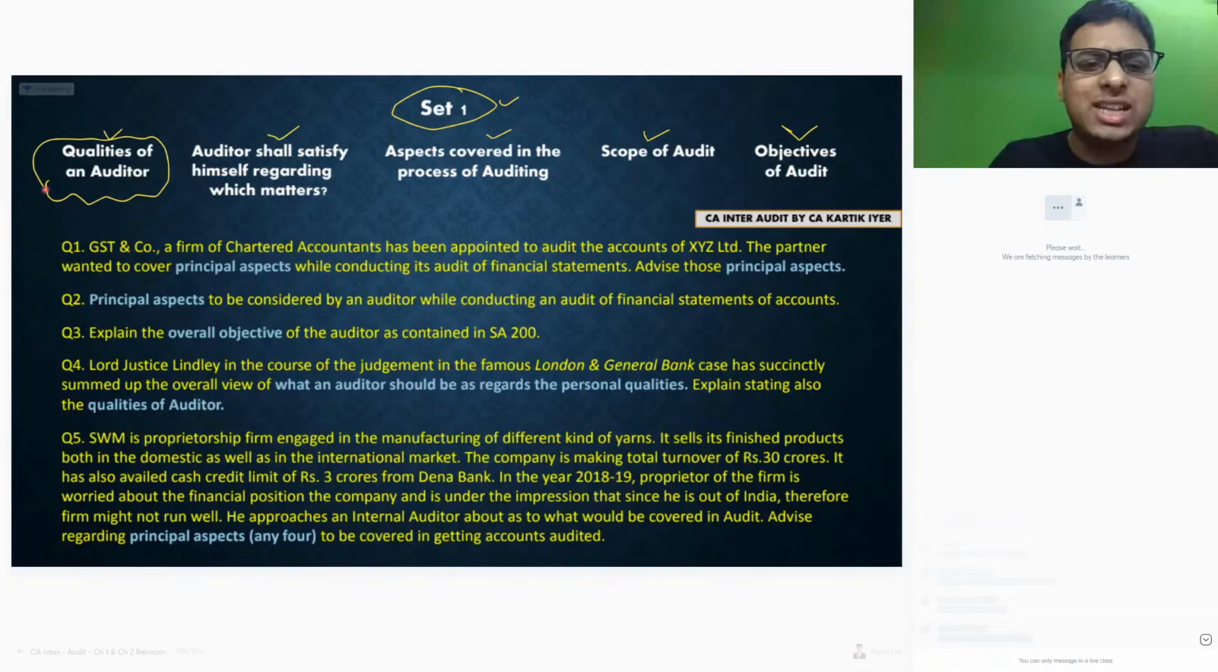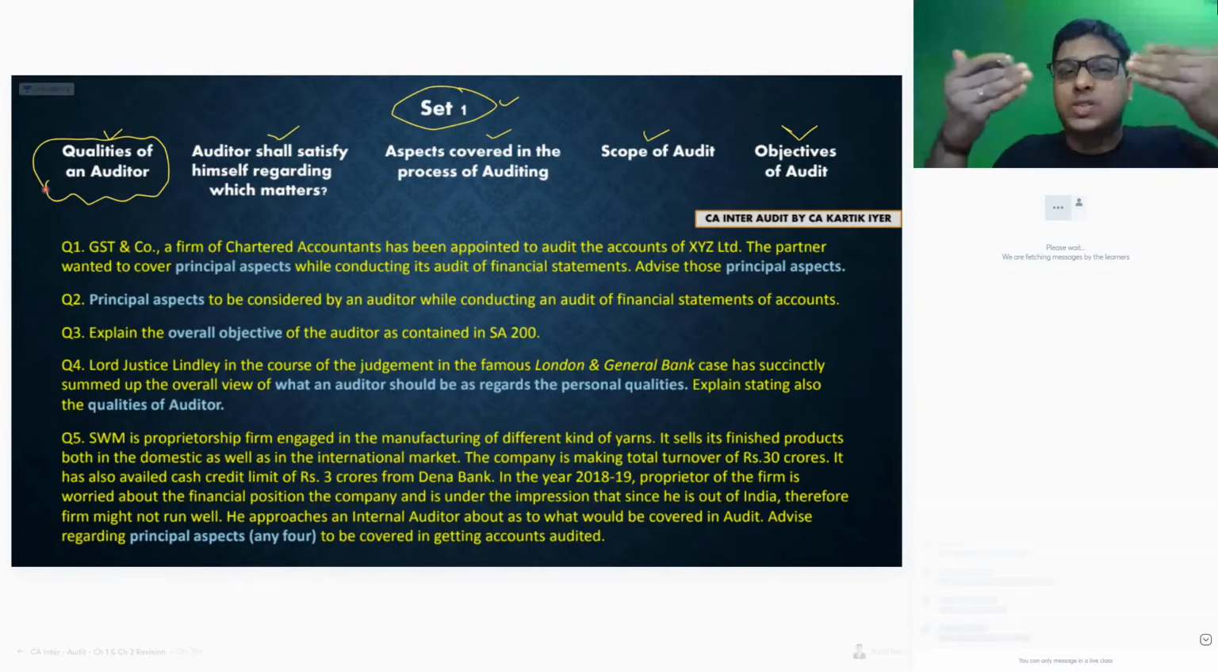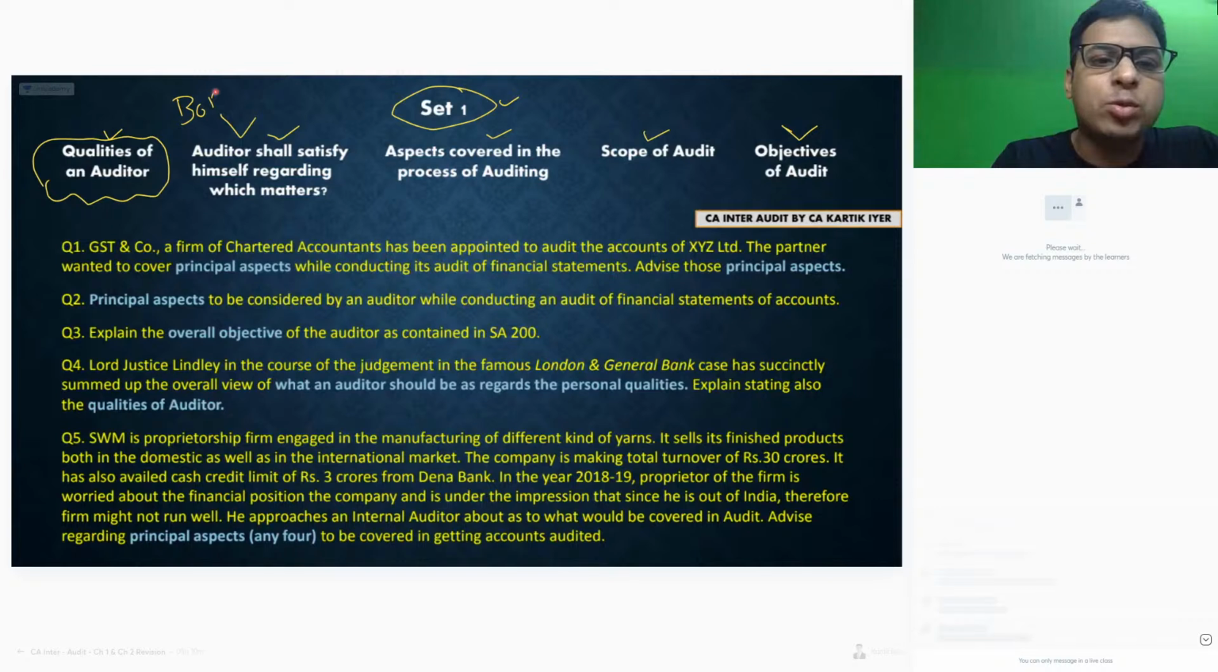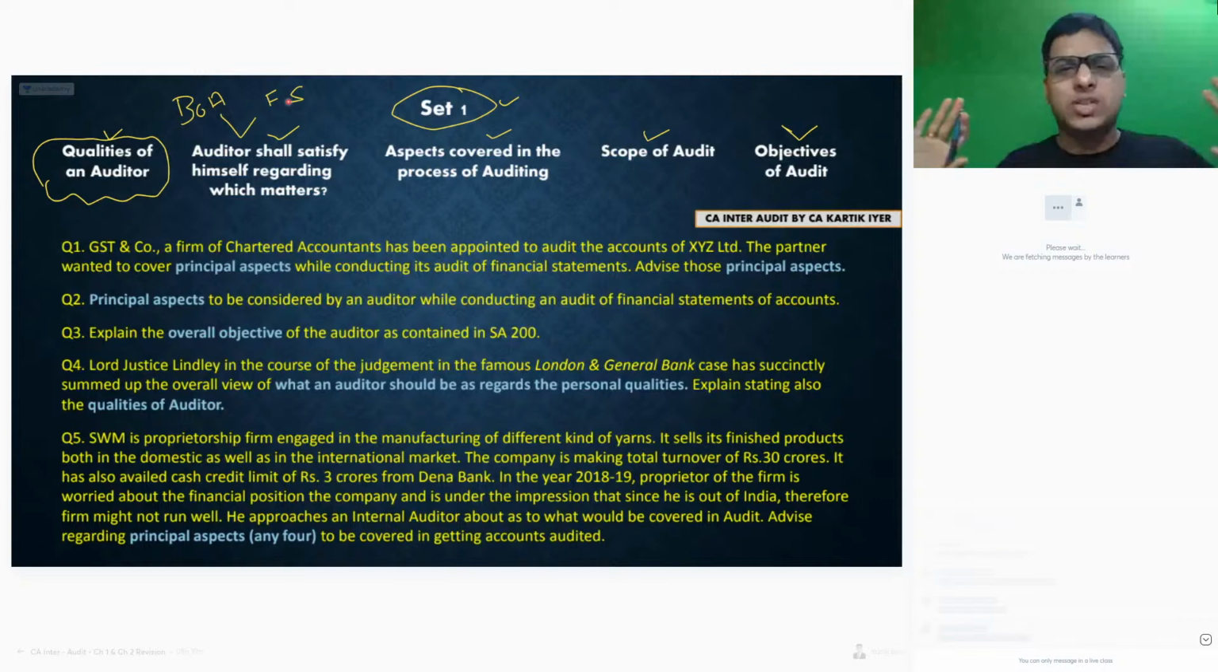Now, what does the second answer mean? It says auditor shall satisfy himself regarding which matters. So here you will see what the auditor should be satisfied with. In this, there are only two main points. First is books of accounts. Auditor should be happy with the books of accounts. And second, the auditor should be happy with the financial statements. If the auditor is happy with both, then we will say, boss, the auditor is satisfied.